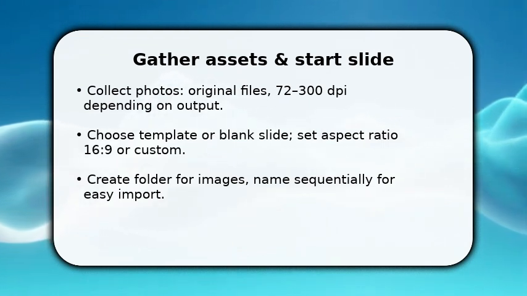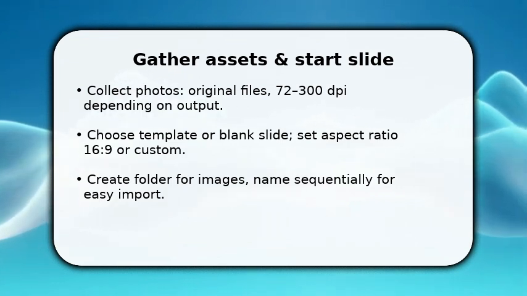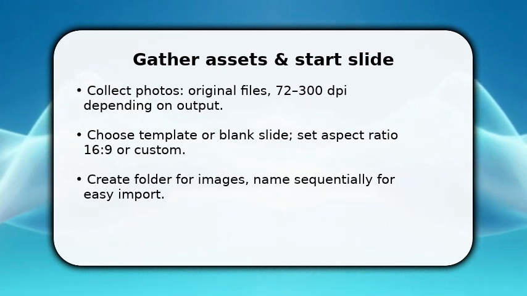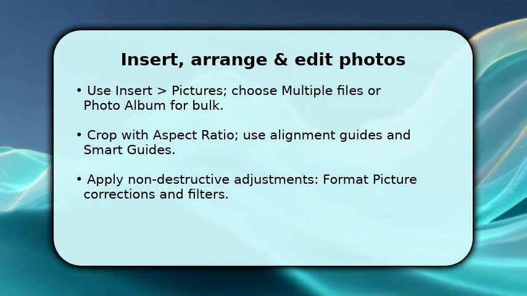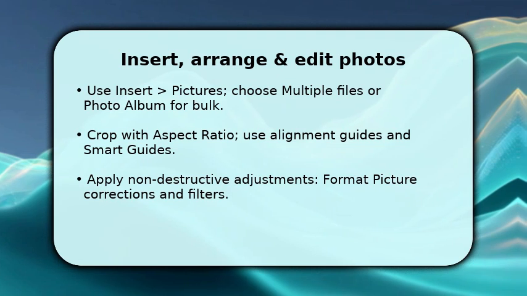You want consistent resolution. Make sure images are at least 72 dpi for screen or 300 dpi for print to avoid blurriness. You now bring photos into the slide and shape them efficiently. Use Insert Pictures or the Photo Album tool to add many images at once.